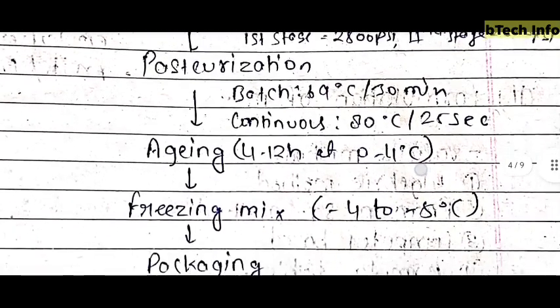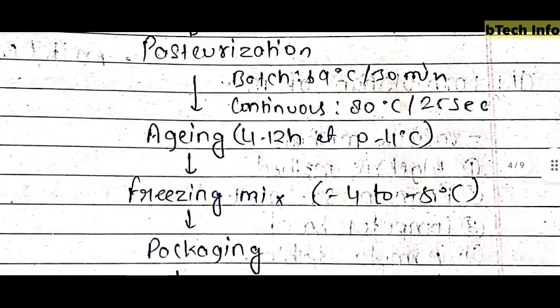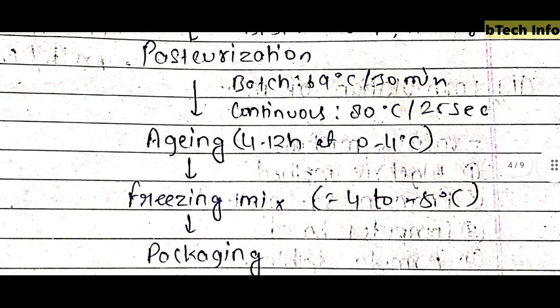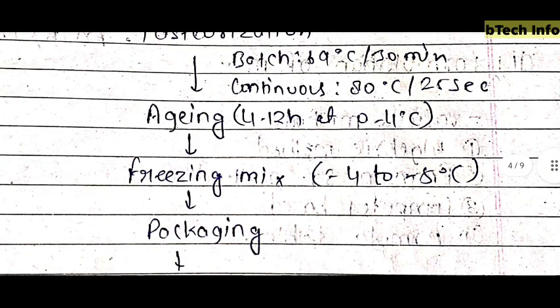After the homogenization, we do the pasteurization for removing the pathogens and bacteria, and it is done in two ways. For small quantities, we do the batch pasteurization at about 69 degrees Celsius for 30 minutes, and for large quantities at industries, we do the continuous pasteurization at 80 degrees Celsius for 25 seconds.